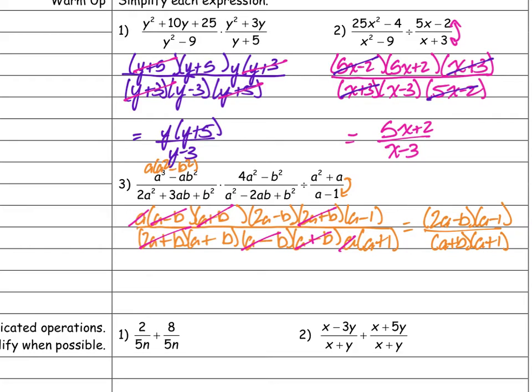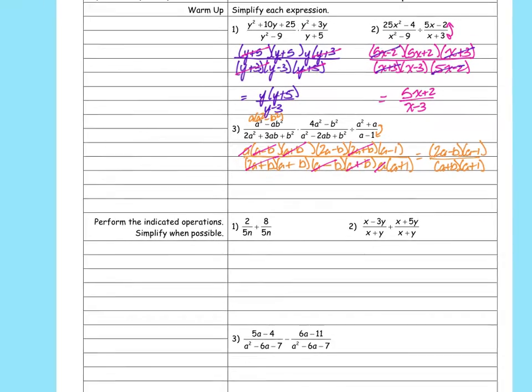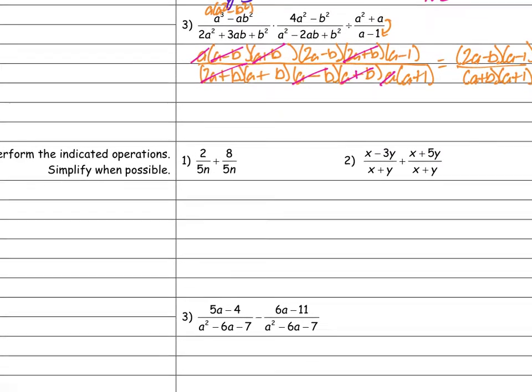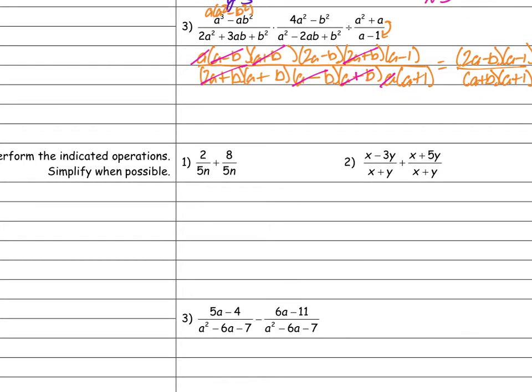Awesome. Okay, so now we're going to move on to the little bit harder one, which is adding and subtracting. Of course, it says perform the indicated operation and then simplify when possible. So the first one, my denominator is the same. Just like adding fractions without variables, if your denominator is the same, I can just add my numerators, right? So my denominators are the same, so I just need to add the tops. So that means I get 10 over 5n, and then I need to simplify, so that becomes 2 over n.